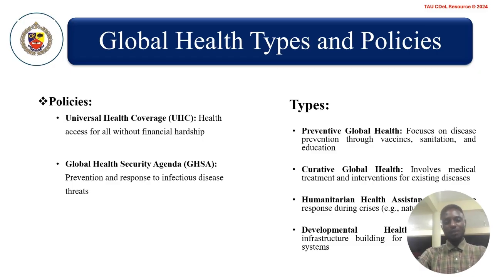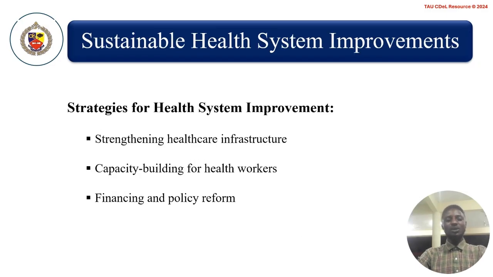So let's look at the types of global health. We have the preventive global health, which focuses on disease prevention through vaccines, sanitation, and education. We also have the curative global health, which involves medical treatment and interventions for existing diseases. We also have humanitarian health assistance. We also have developmental health. All this will be taught holistically during class or during the week assigned for it.